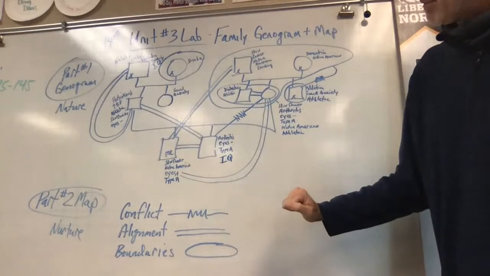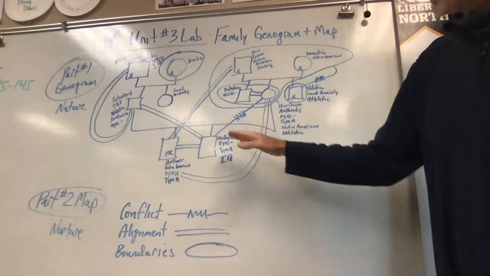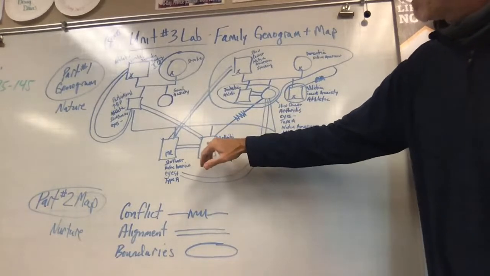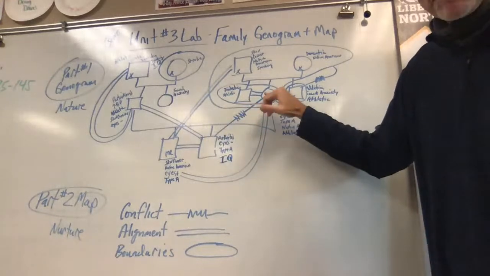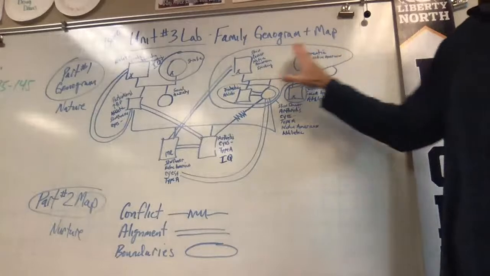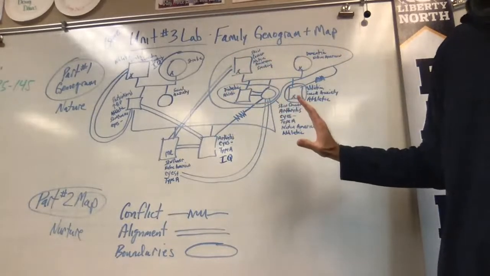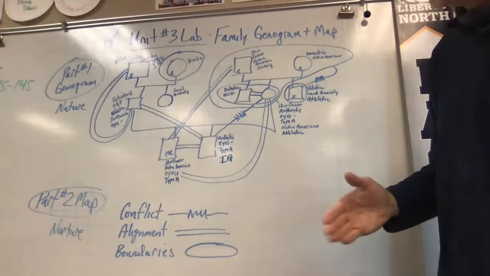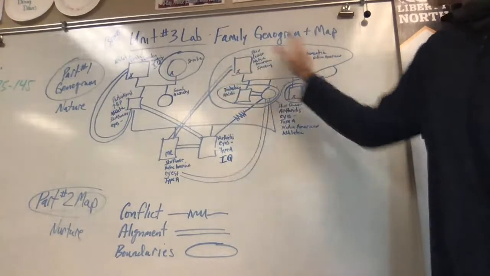Conflict. Basically it could be between, and I just put this here as an example, my brother and my mom. This uncle had conflict with this whole side of the family, which naturally created boundaries. You can have a boundary around an individual person or a group of people.